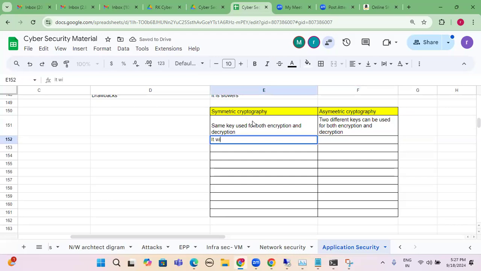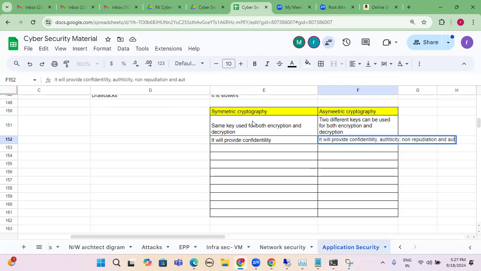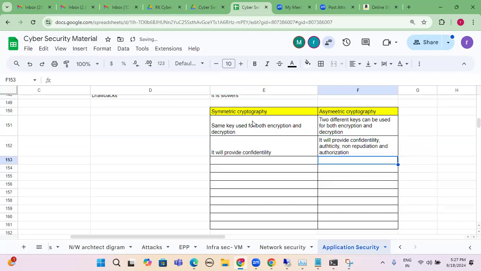Now symmetric will provide confidentiality, but asymmetric will provide confidentiality, authenticity, non-repudiation, and authorization also. Symmetric is faster. Asymmetric is slower.